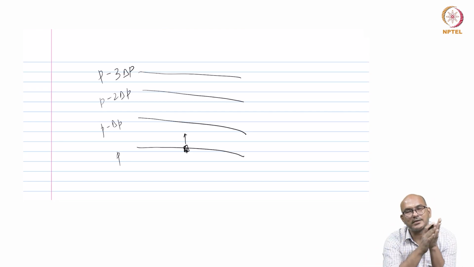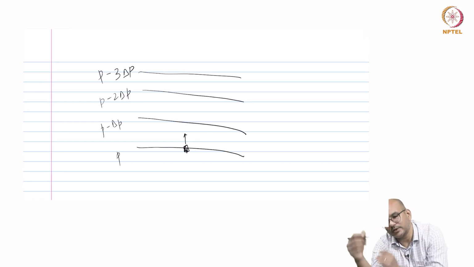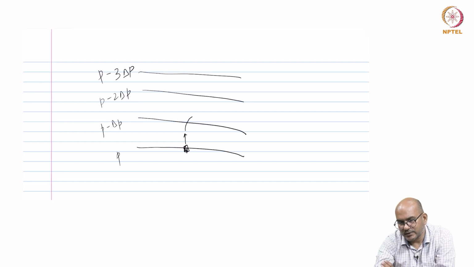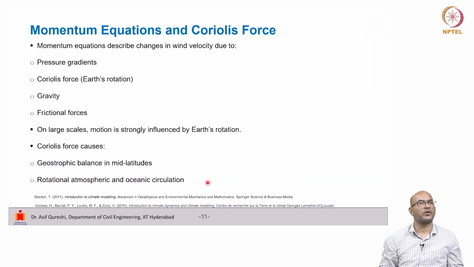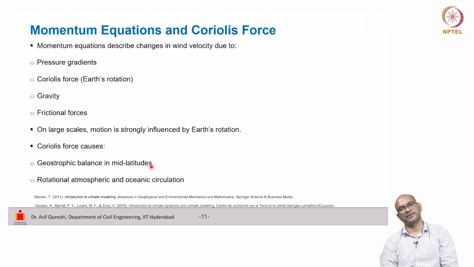Now, as the particle gains velocity, the Coriolis force will try to turn the particle to the right. So, the particle sort of turns here, such that at some point a geostrophic balance is reached, and the particle then moves in this direction. So, this is sort of the geostrophic balance that we are talking about, geostrophic balance in mid latitudes. And this of course then causes our rotational, atmospheric and the oceanic circulations.